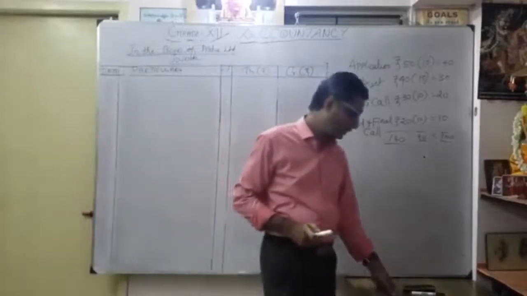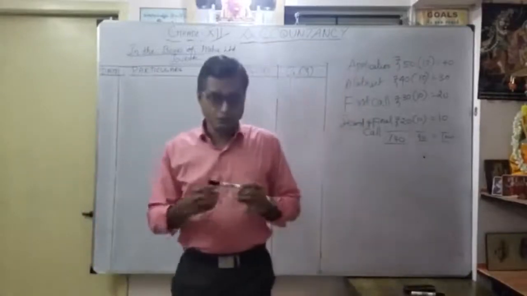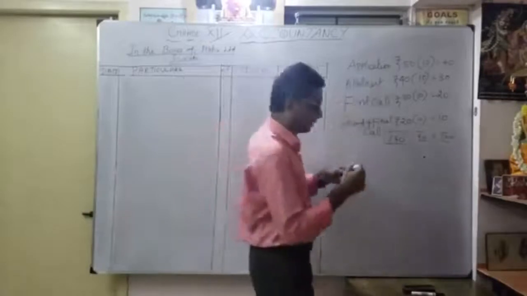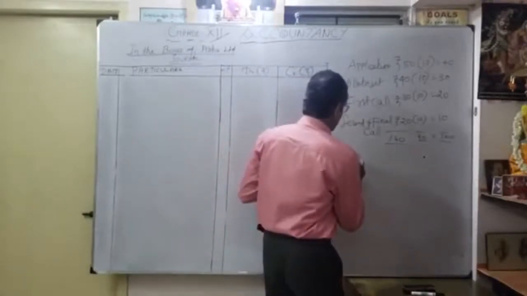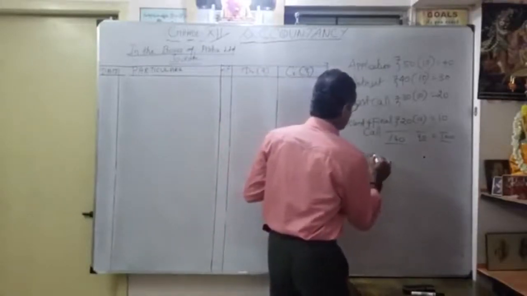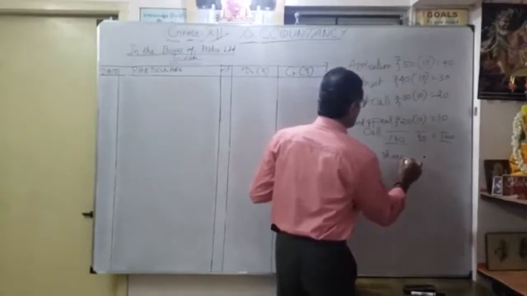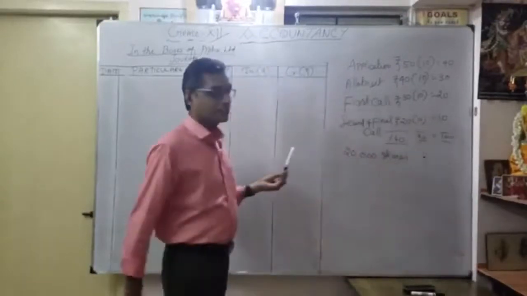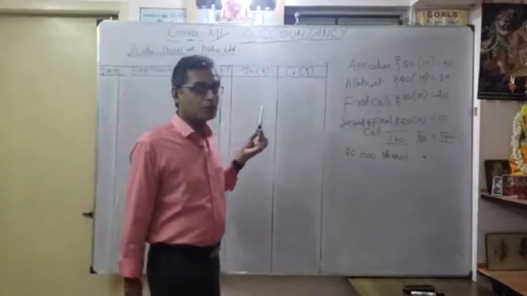Please draw the line. Okay. Now we're going to start. As you know, first one is application. So how many shares? Totally 20,000 shares. Okay, that's what they given issue. 20,000 shares. Now let's see how we are going to write the journal entries.